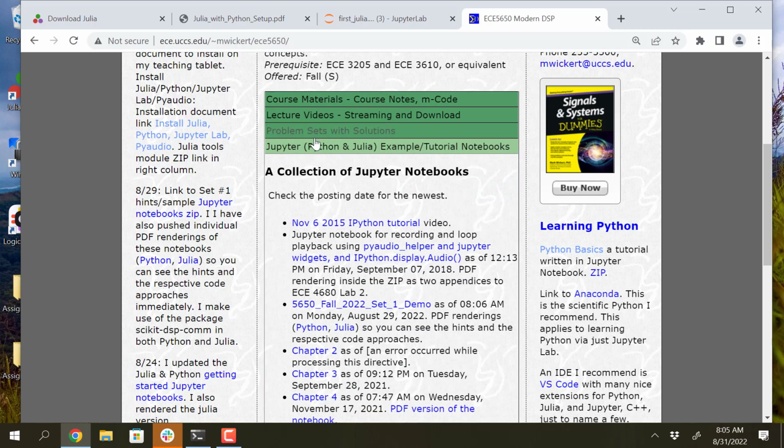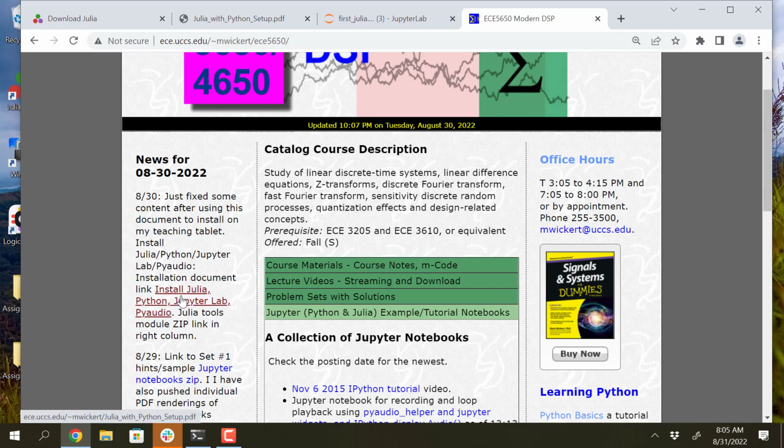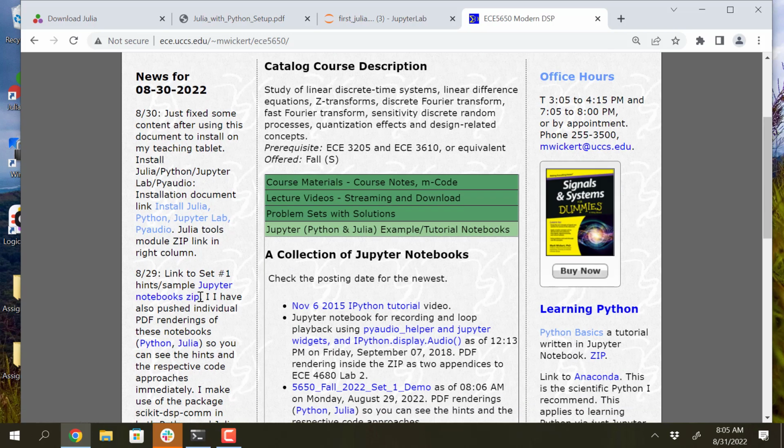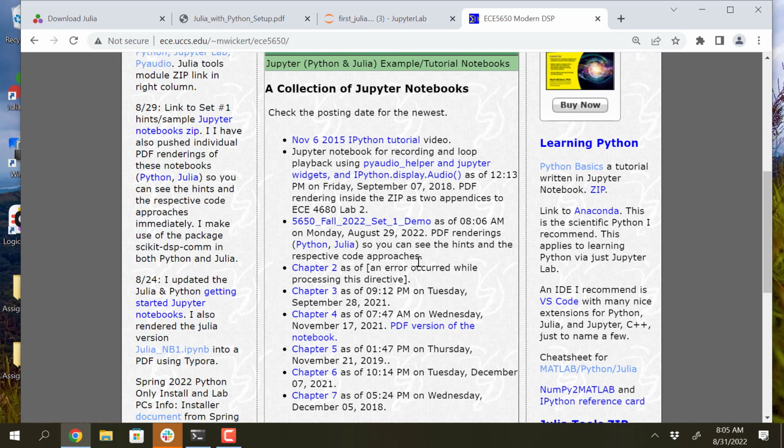I've also relabeled this Python and Julia, and the stuff that I have links for on the home page relate to this material right here. I now have a zip package that has two Set 1 demo hints notebooks, one for Julia and one for Python, but those are listed right here, same exact link, and then the PDF version, so you can just look at those if you want to see what the hints and techniques are in the two different programming languages.